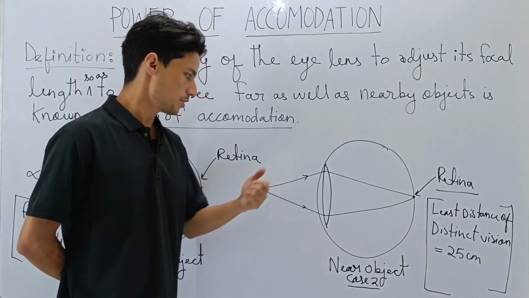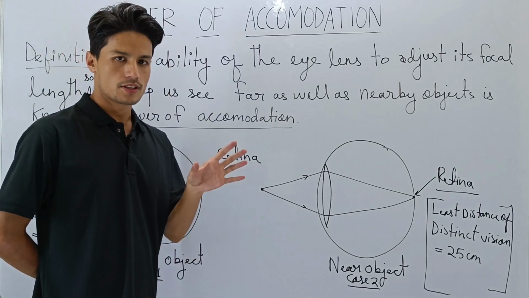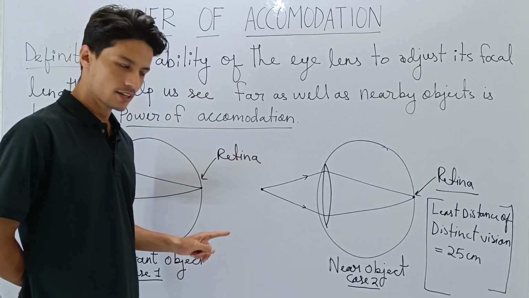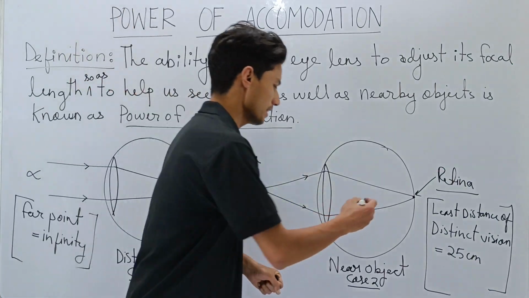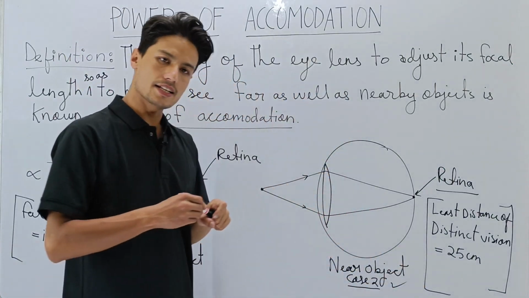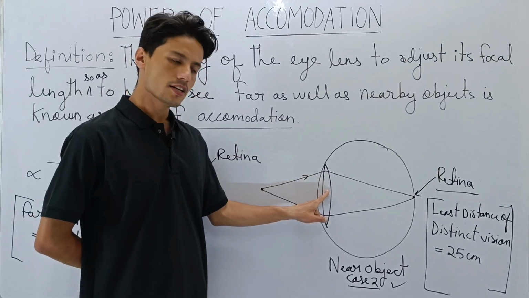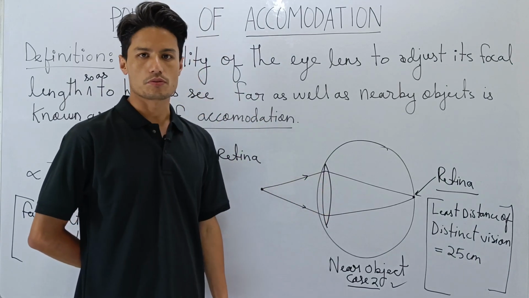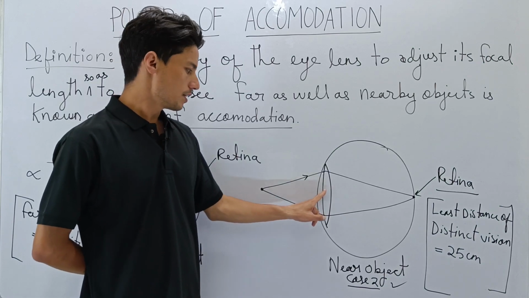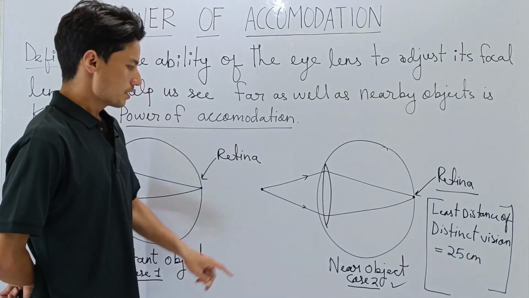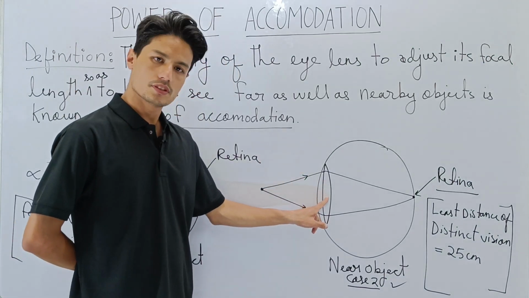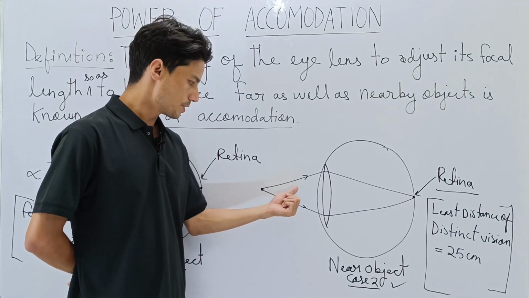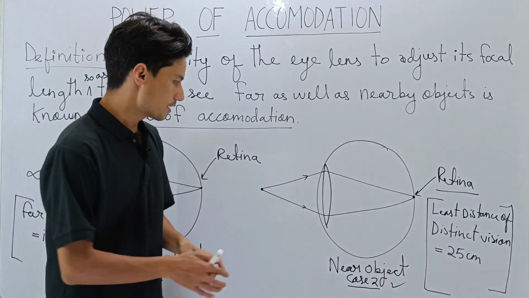All right, so by now maybe you have the answer with you. The answer is case 2. The crystalline eye lens is under a lot of stress and duress in case 2. Why so? In case 2 the object is nearby, and look at the rays coming from the object. They are diverging rays.